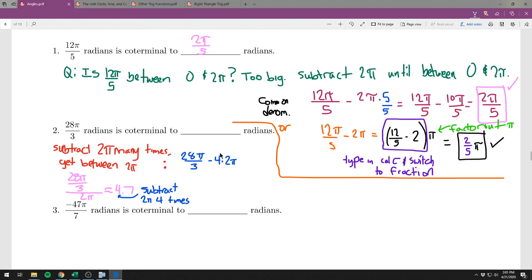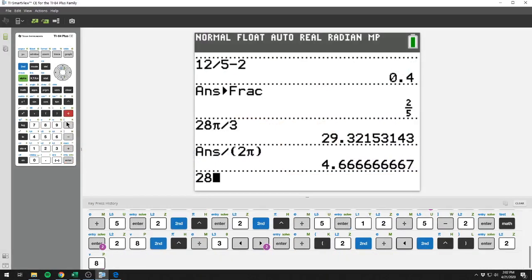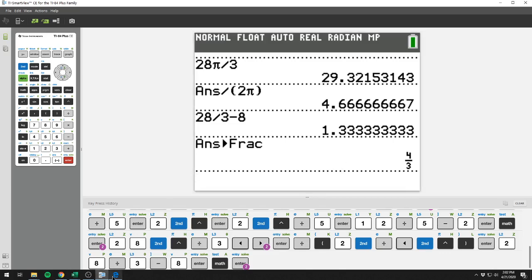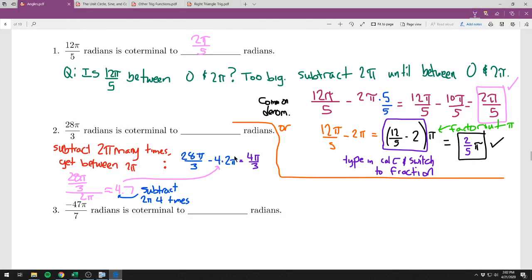Now if you figure out that number this way, then you can do this by hand, and it's not bad because you've already got the number to subtract here, and then you find a common denominator, or you can do the numbers without pi. But you should get 4 pi over 3. Right, 28 over 3 minus 8. Doing the numbers without pi and then switching to a fraction gives you 4 over 3. Okay, so 28 over 3 minus 8 is like that. If you do it by hand with a common denominator, you'll also get that.